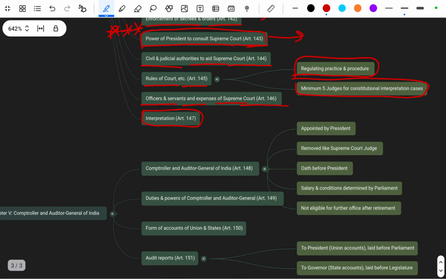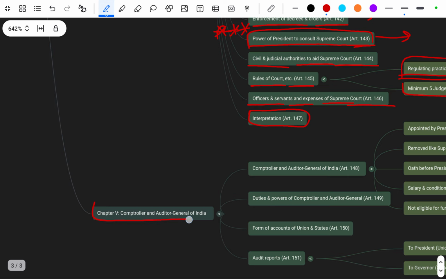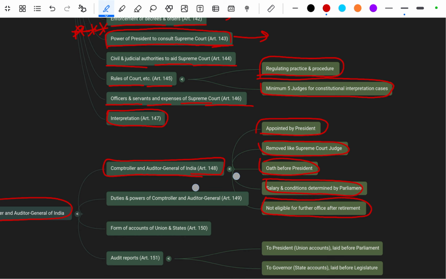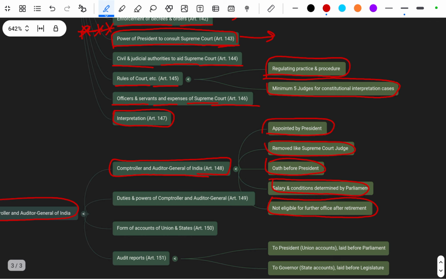Next, we are moving toward Chapter 5, the CAG, Comptroller and Auditor General of India. It is mentioned under Article 148: the Comptroller and Auditor General of India is appointed by the President, removed like the Supreme Court judges, takes oath before the President, salary and conditions are determined by the Parliament, and is not eligible for further office after retirement. That is the CAG. CAG is a very powerful post. It audits the accounts of the government of India as well as the states.